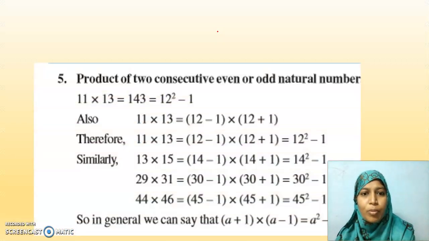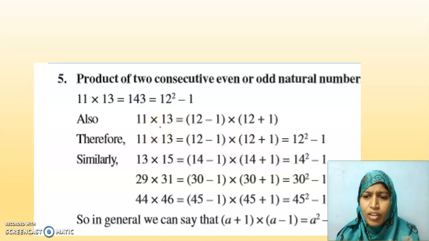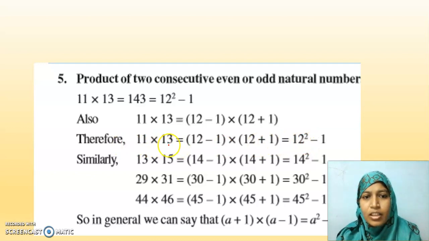Now the fifth property is that the product of two consecutive even or odd natural numbers can be written in square format. Any two even numbers should be consecutive, it should follow a pattern, only then I can use this result. 11 into 13 means, what is the number between 11 and 13? 12. So 12 squared minus 1. Just by working it out we got this result.